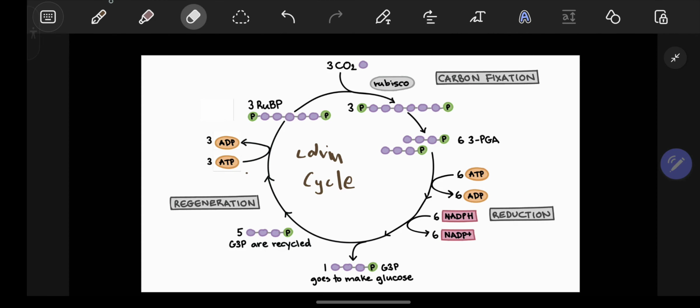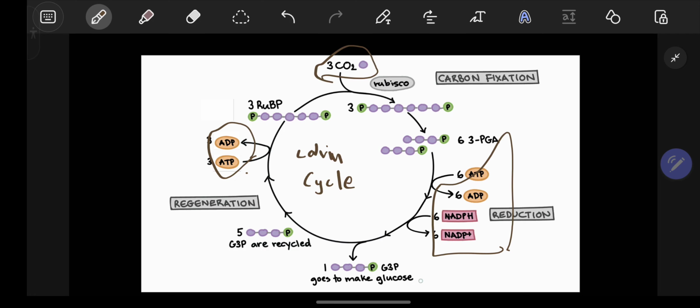It uses the ATP and NADPHs that we made during the light-dependent reactions in the thylakoid, and it uses those to fix carbon dioxides into G3Ps that go and make glucose.